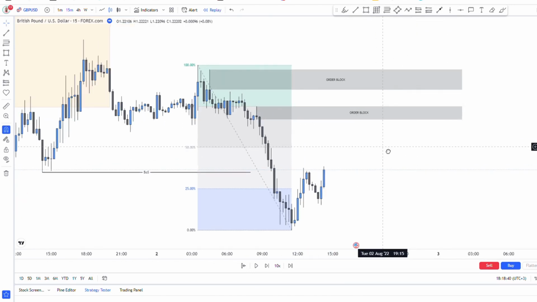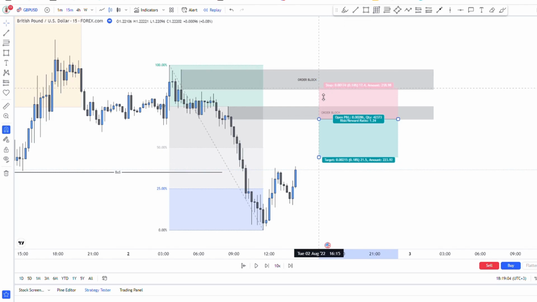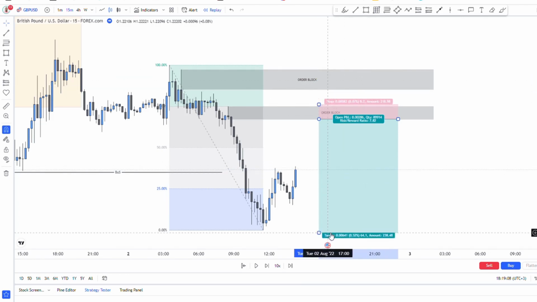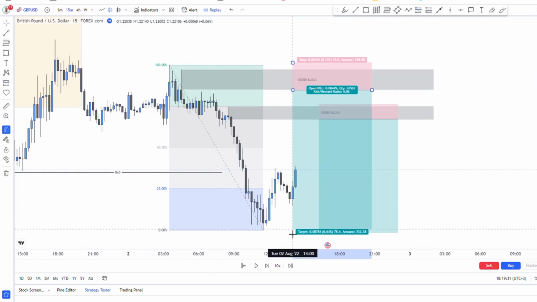one here. But if we look, this is falling right within the premium area. This is also at the premium area because it's above 50%. Now, we can take our trade from here, just put our stop loss above, and we can also have another setup at this point here.